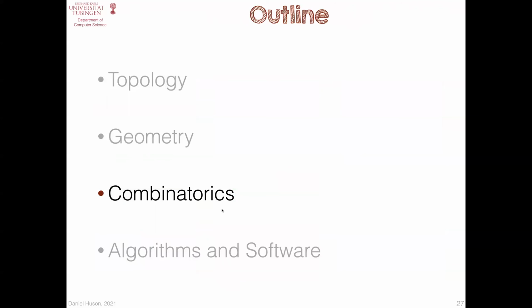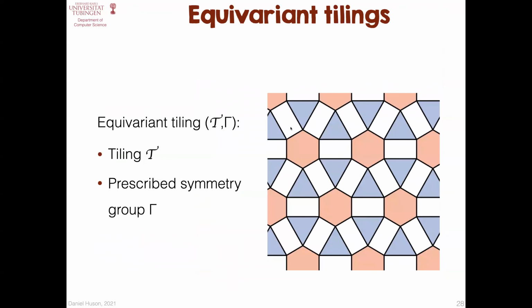So let's move on to combinatorics. We're going to talk about periodic tilings of the plane. We're going to talk about so-called equivariant tilings. So what does that word equivariant mean? Well, it means that we're going to take a set of tiles, and they're going to be simple tilings with no unusual properties. I'm not going to go through the list of exactly what we're requiring here, but nothing strange is going to happen here.